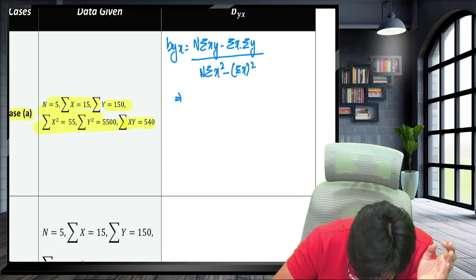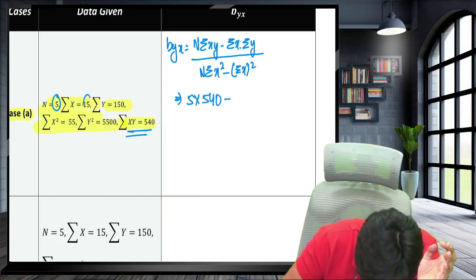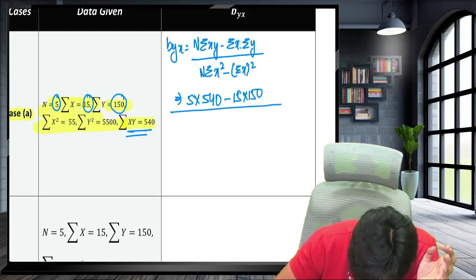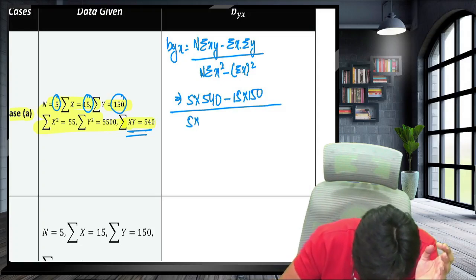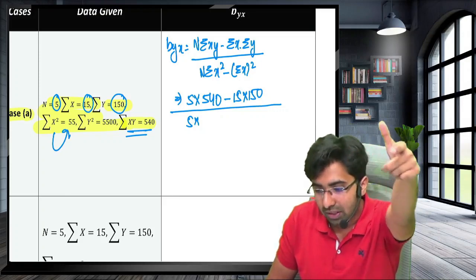Guys, let's see. What will be n? Number of observations is 5. What is summation xy? 540. What is summation x? 15. And what is summation y? That is 150, divided by again n times summation x square.